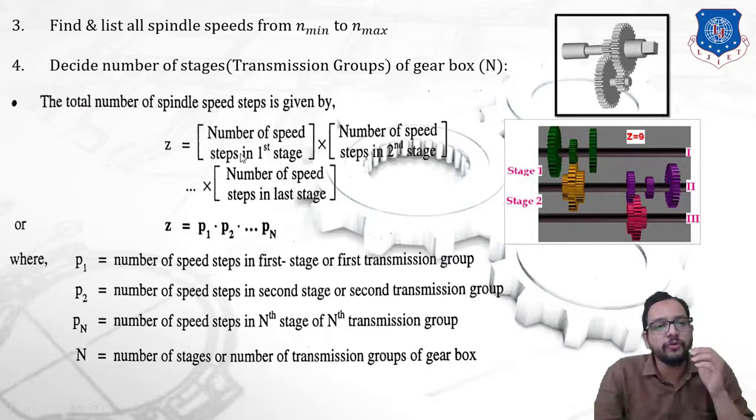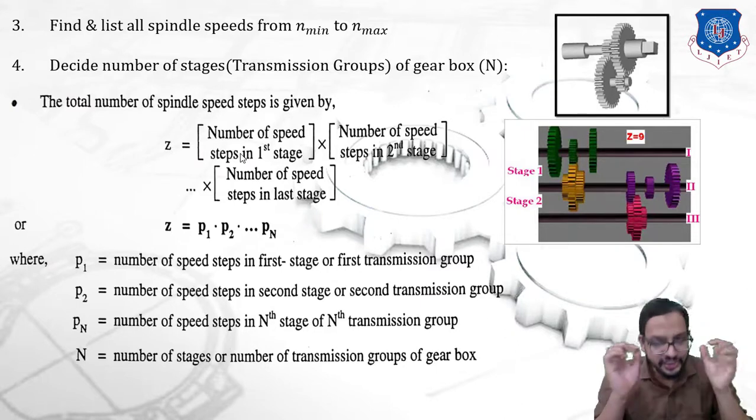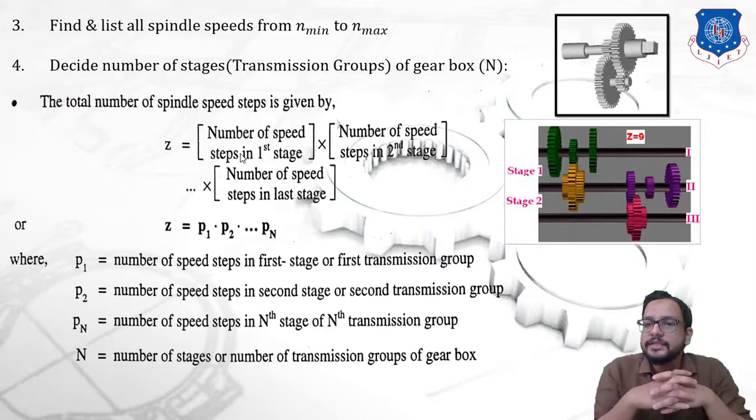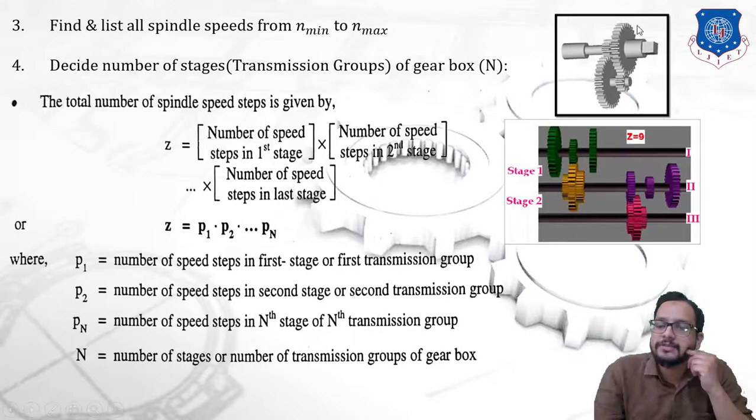Now step number 4, we need to decide the number of stages, that is the transmission group of a gearbox, which is denoted by capital N. Remember, number of stages is denoted by capital N. Now what is a stage? As you can see on your screen, I have shown 2 diagrams. Let's see the first diagram. In this diagram I have shown 2 shafts, and on each shaft 2 gears are mounted. One is an input shaft and another is an output shaft.